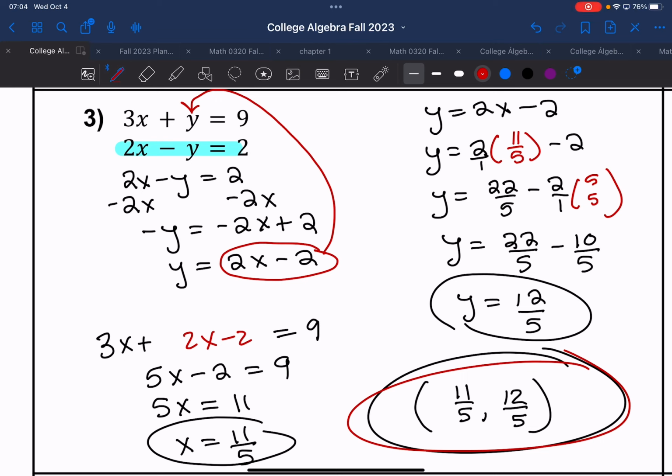And if we were plotting this point, that is when we would turn that into a decimal, okay? But since we're not going to be graphing when we're doing substitution or elimination, we can leave it as a fraction.